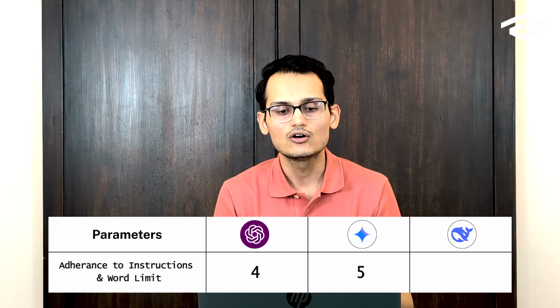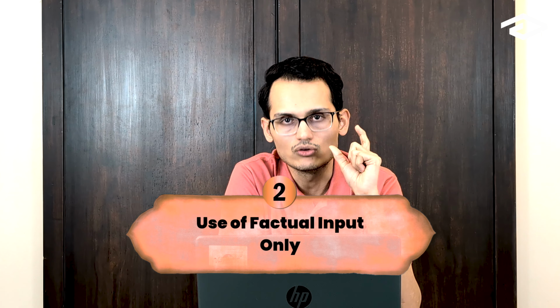Now, the next parameter is the use of factual input only. And by this, I mean any information that I've given as a part of the student profile should be considered as factual input. Anything outside that should not be written by the AI into the SOP. So here I think ChatGPT gets a solid 5 on 5. It didn't invent anything of its own. It was very good.